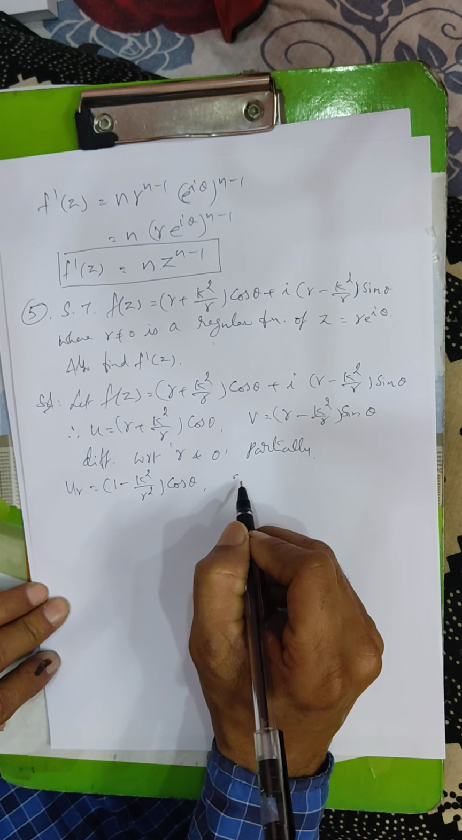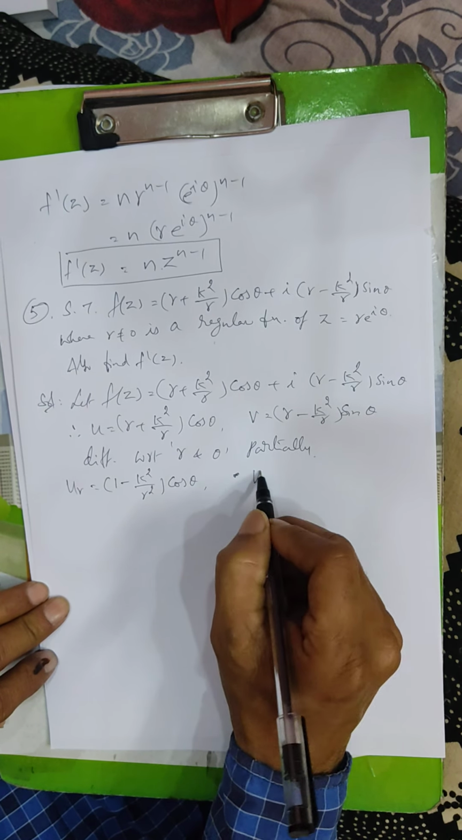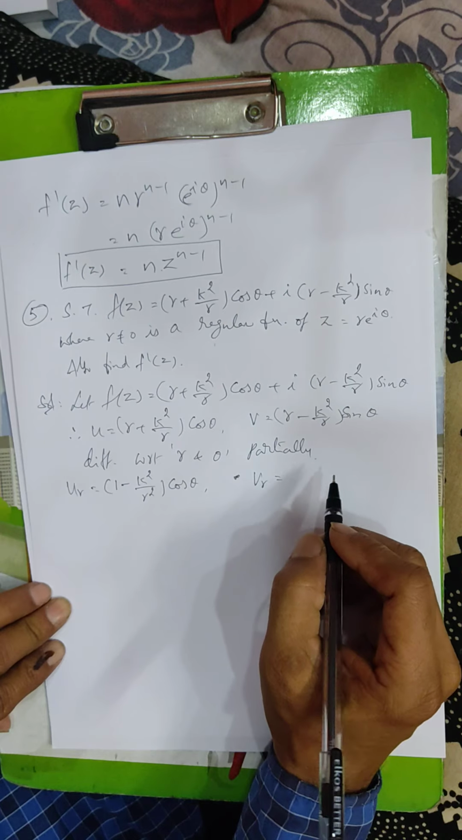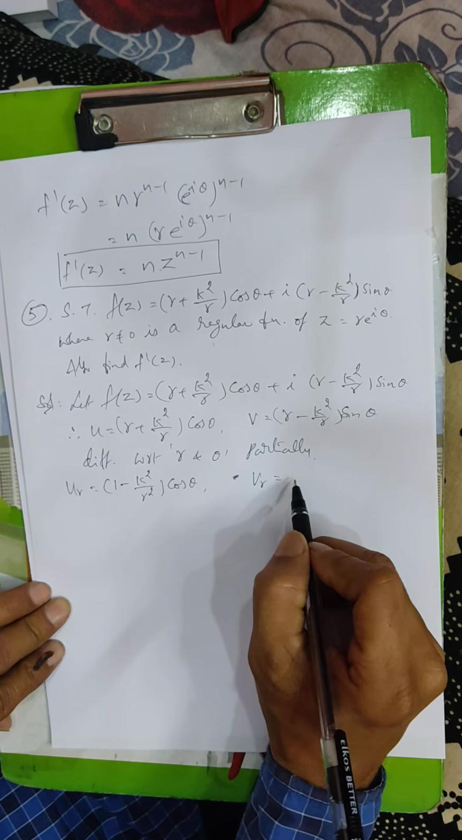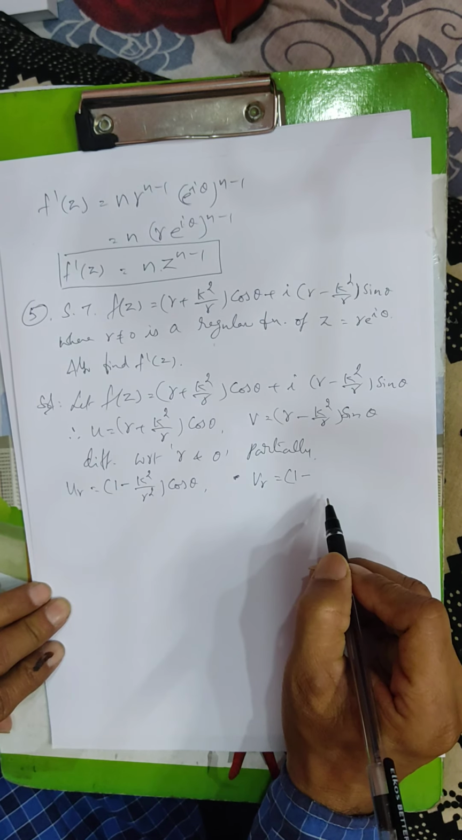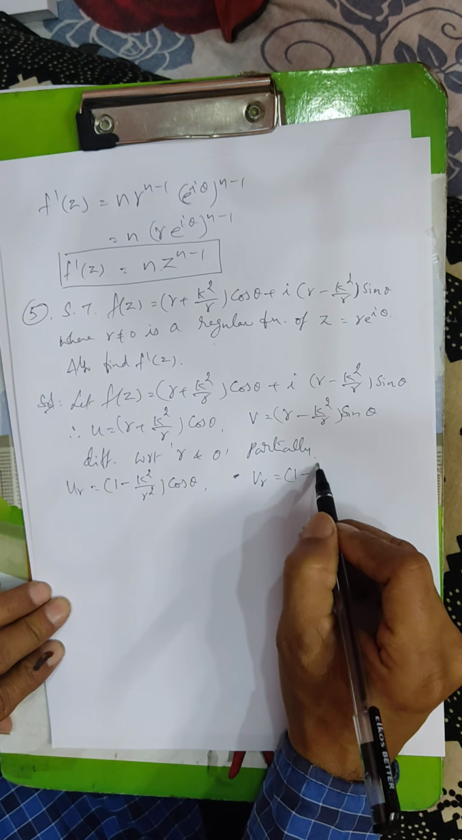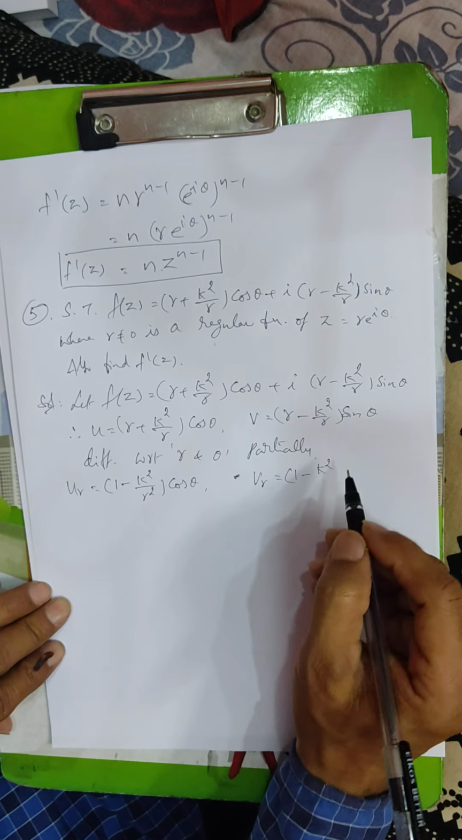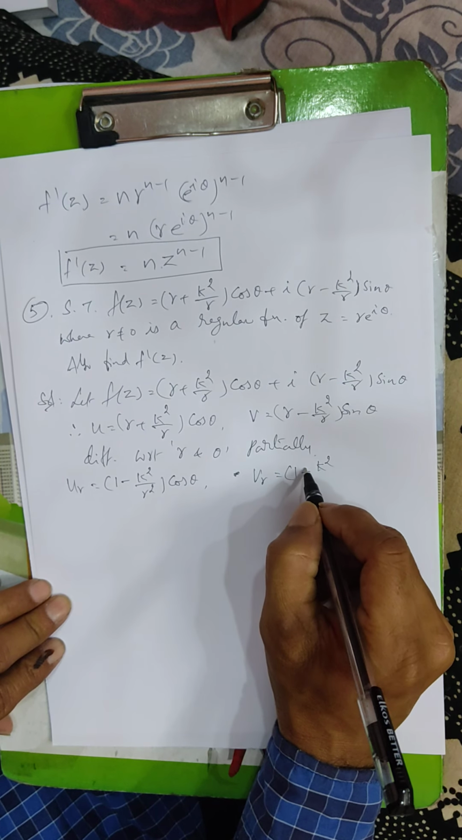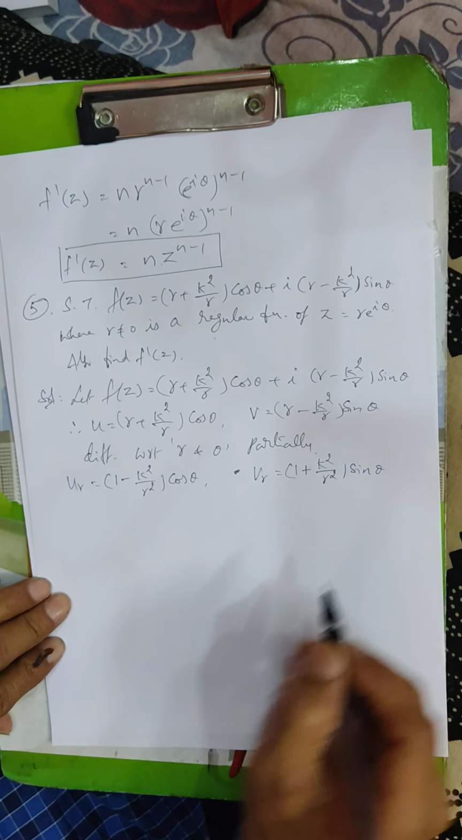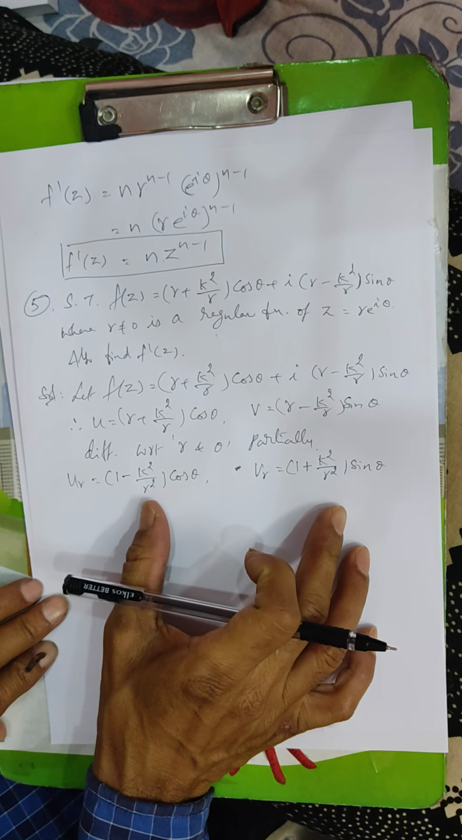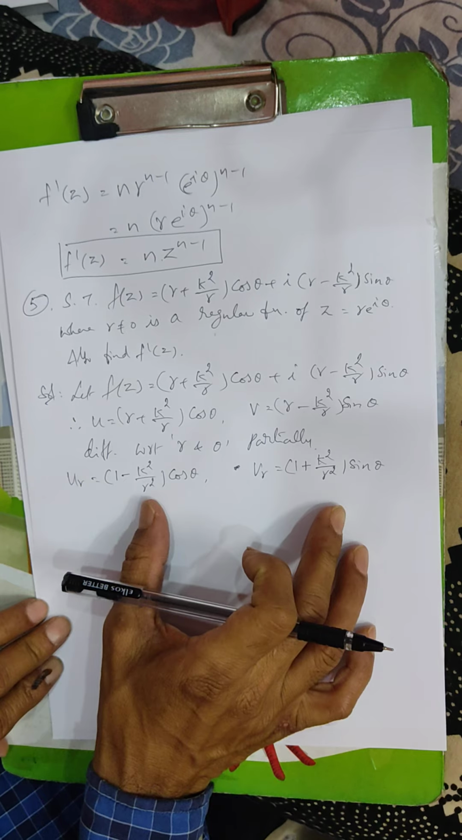Similarly, dou v by dou r, that is v r, is equal to, again sin theta is constant. Let us differentiate this bracketed quantity. Derivative of r is 1, minus k square is constant, and the derivative of 1 by r is minus 1 by r square. So it becomes plus k square by r square into sin theta. So these two are the partial derivatives with respect to r.